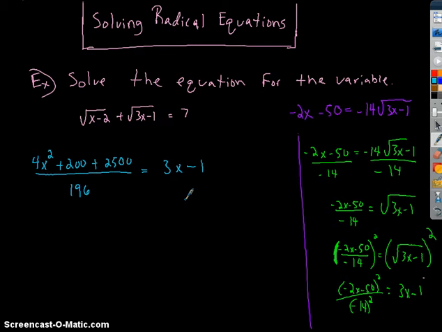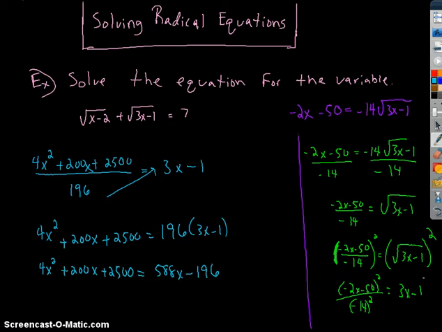So I would think, oh, I can just cross multiply. This is visually over 1. So if that's the case, I can simply multiply this by 196 and multiply this by 1, which doesn't change it, and get 4x squared. Oh, and this needs an x next to it. Plus 200x plus 2500 equals whatever 196 times 3x subtract 1 is.